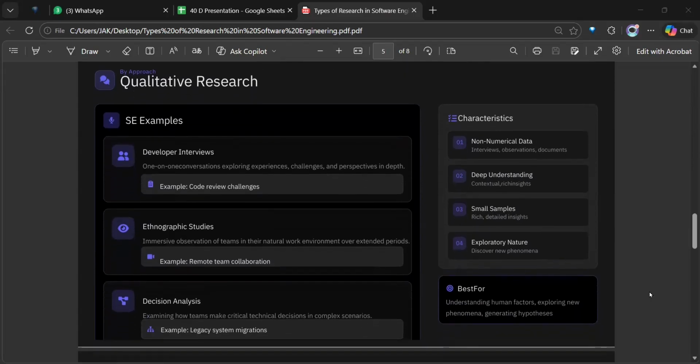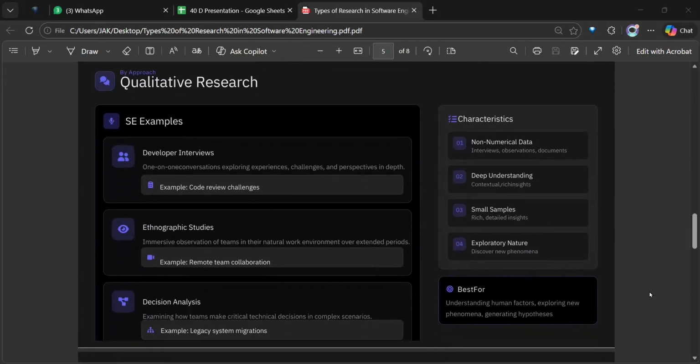Qualitative research. Now let's talk about qualitative research. This one has no numbers. It's about understanding people, why they do things and how they feel about them. It uses interviews, observations, and documents. The group studied is small, but the findings go really deep.